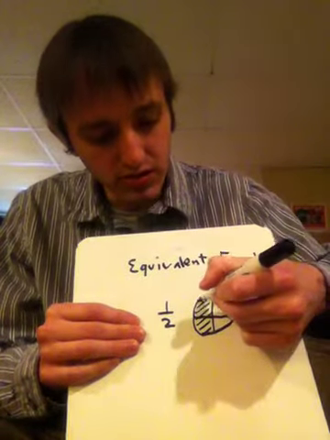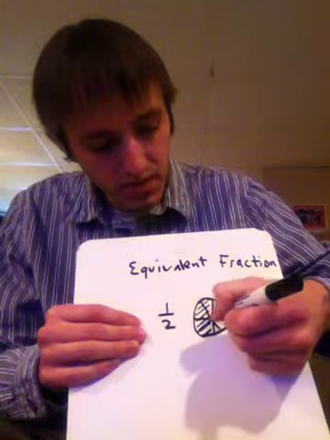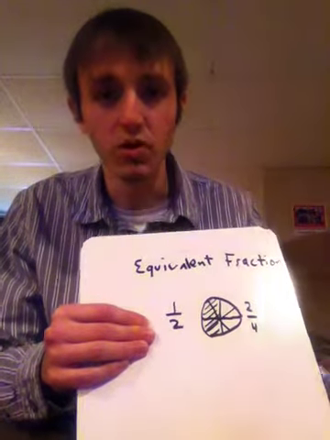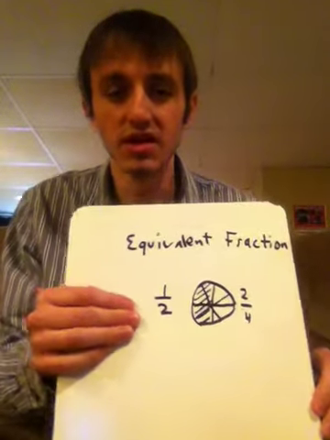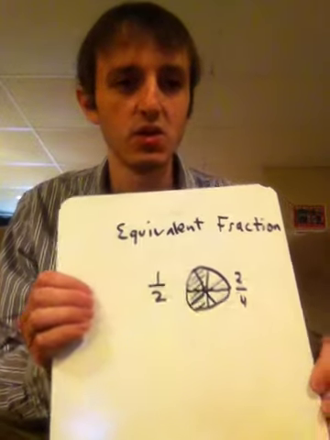I could do another equivalent fraction by cutting it into more pieces. This would be 4/8. Okay, now that's just kind of the conceptual idea of equivalent fractions. Now let's look at how you do it with math.